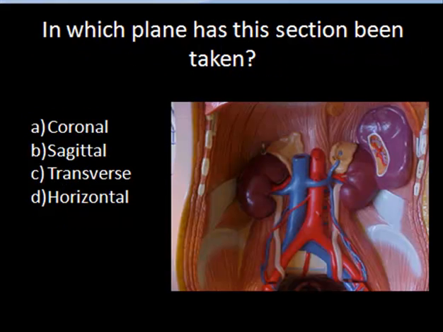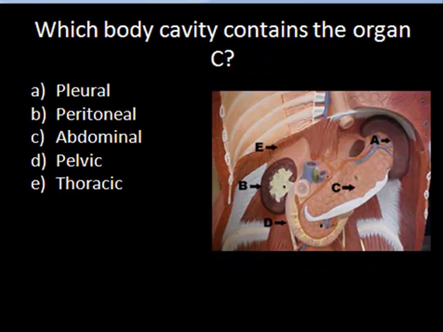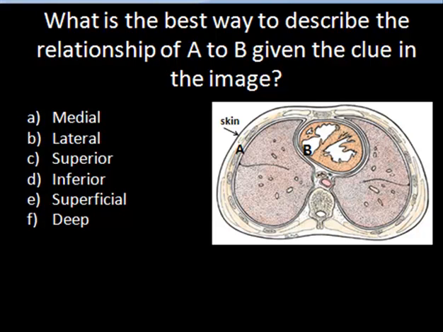You can pause in between to come to a conclusion as to what the right answer is. So I'm just going to show you the 3 questions first, and this is the last one. And you may pause in between and choose the answer. And now I'm going to tell you which one is the correct one. Now in this question, it says what is the best way to describe the relationship of A to B given the clue in the image.